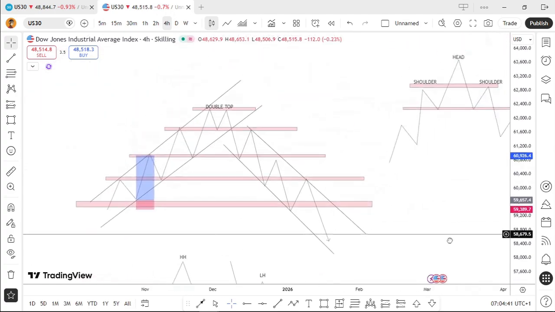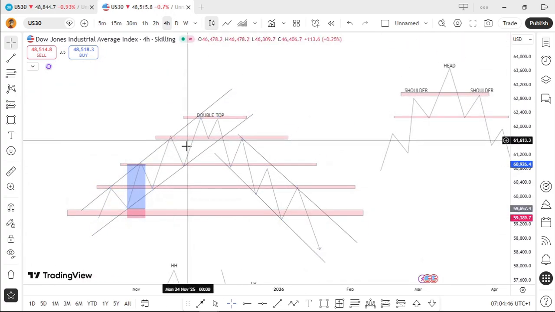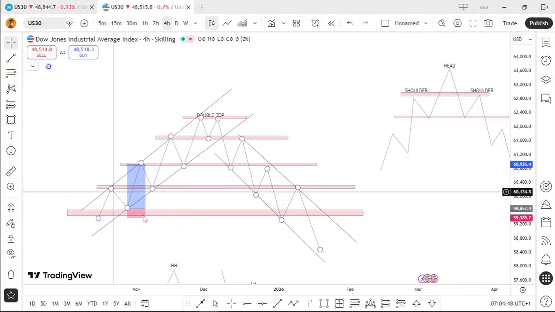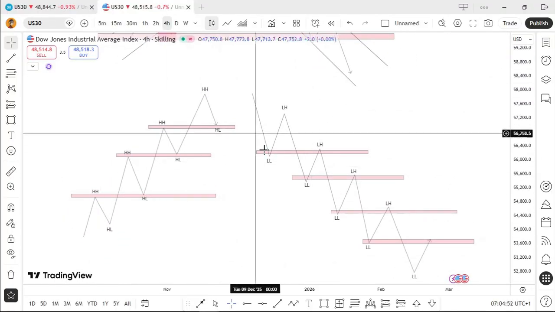So this is market structure. This is how the market moves. The market moves by creating structure, which is the higher highs and higher lows. So this is market structure.